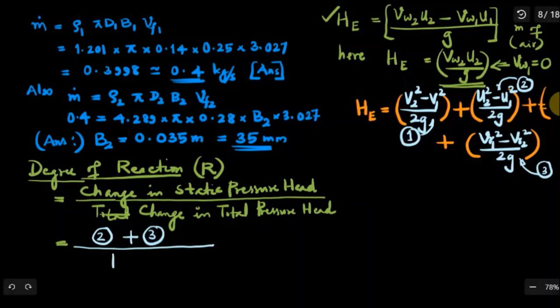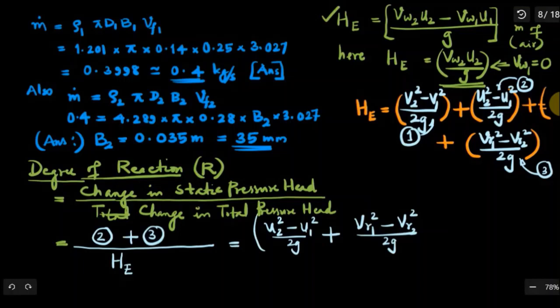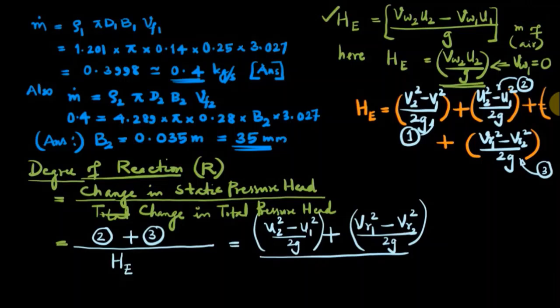So that I can write total pressure head as HE. So this is equal to, what do you get? This one is actually your U2 square minus U1 square divided by 2G, plus your VR1 square minus VR2 square. This is the third term in the above expression. So the sum of these two terms represents the change in static pressure head, and then the change in total pressure head, static and dynamic together.